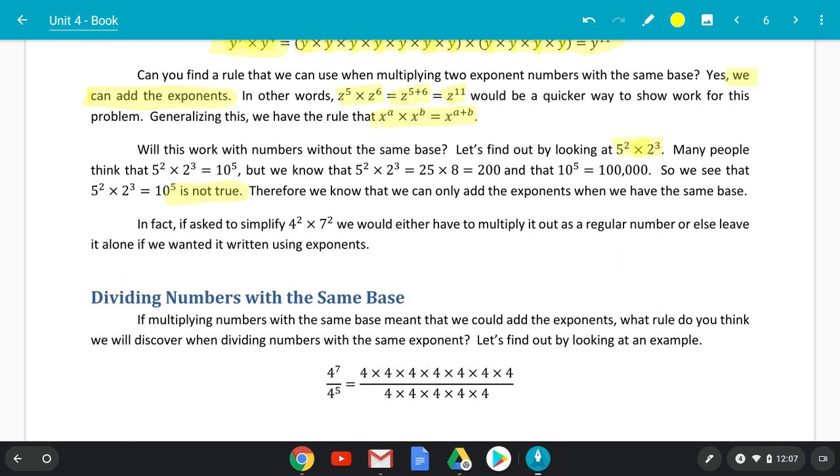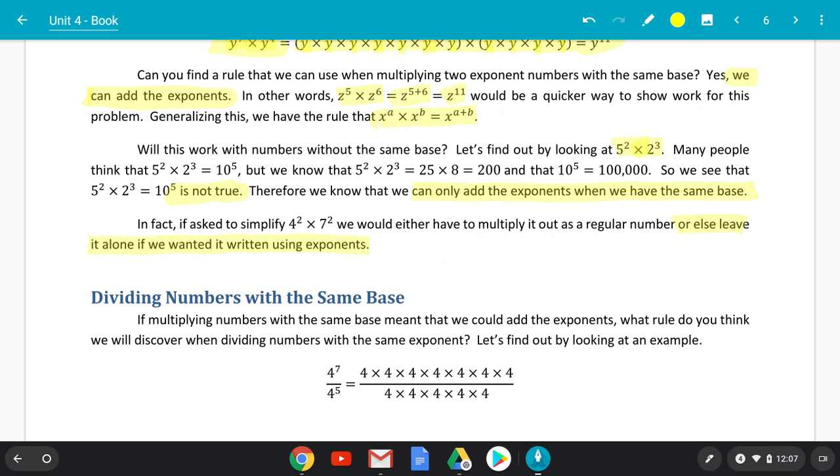Therefore, we know that we can only add the exponents when we have the same base. In fact, if asked to simplify 4 squared times 7 squared, we would either have to multiply it out as a regular number or else leave it alone if we wanted it written using exponents. A lot of times we forget that. We could just leave it alone and leave it written as exponents. And that's okay as well.